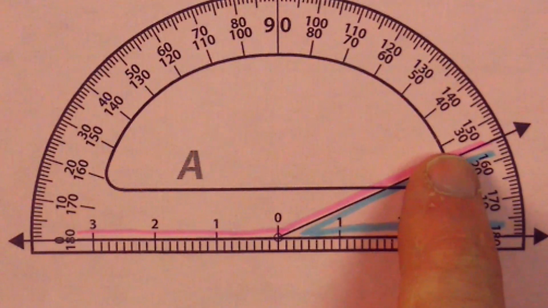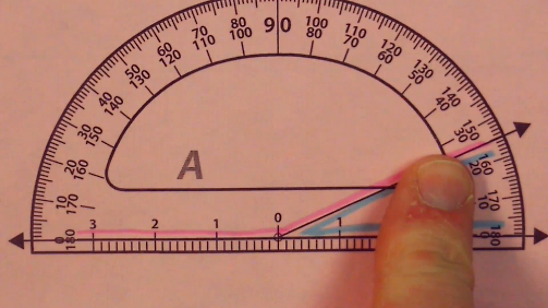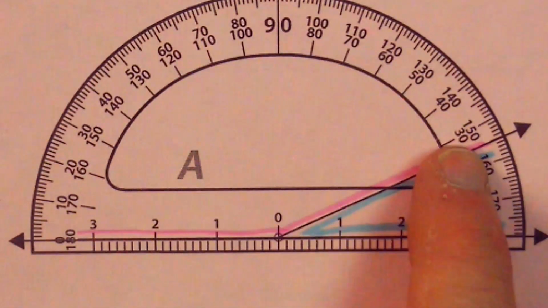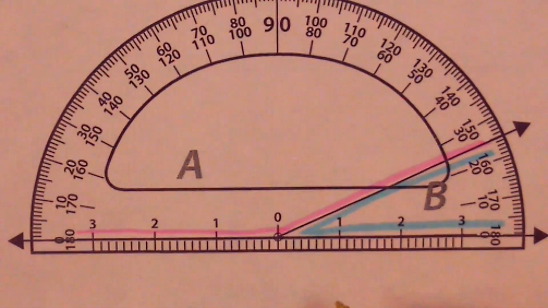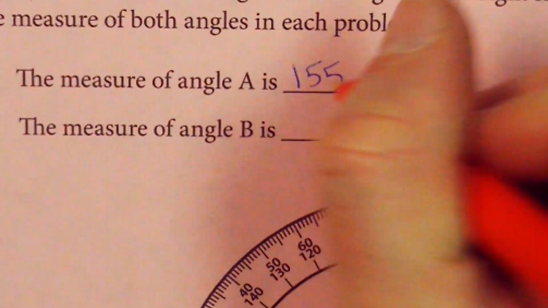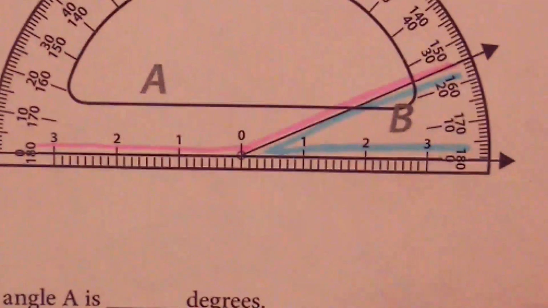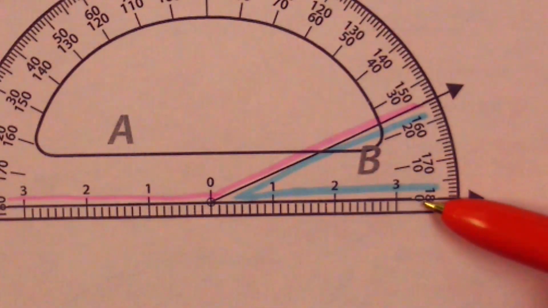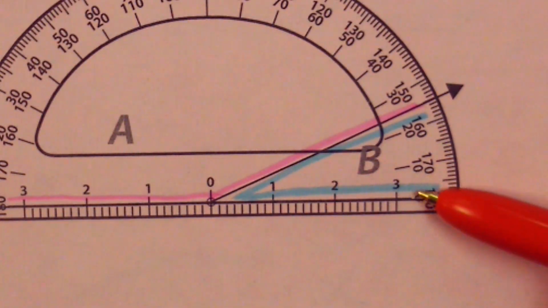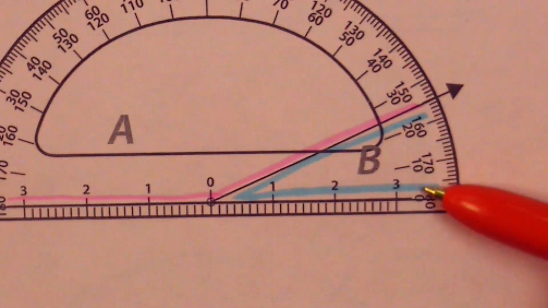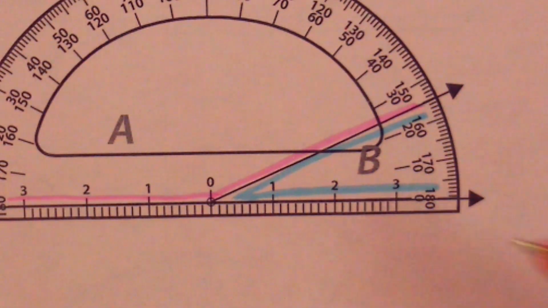And I have to choose. Is that 25 or is that 155? Well, we know that this angle is getting bigger, so I'm reading the top row. So that has to be 155 degrees. Now, if I look at the B section, once again, this flat line starts at 0. The 0 is the bottom number, so I'm going to ignore the top numbers and go up 10, 20, and that's halfway in between, so that's 25. So this angle is 25.